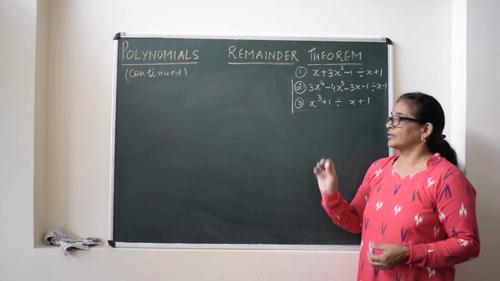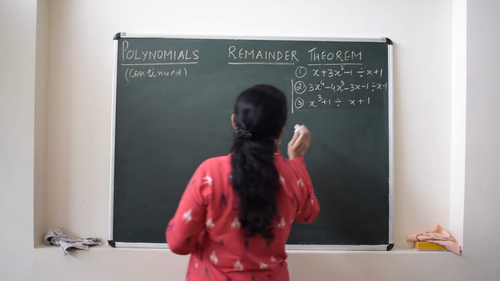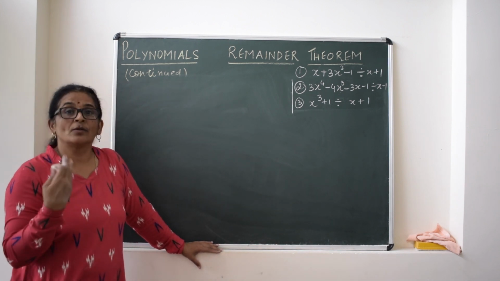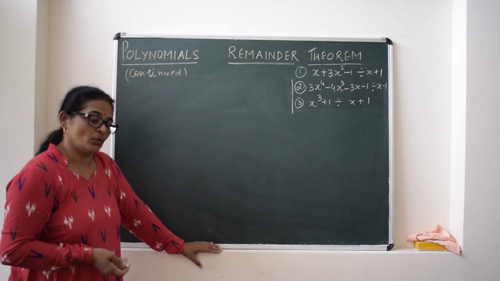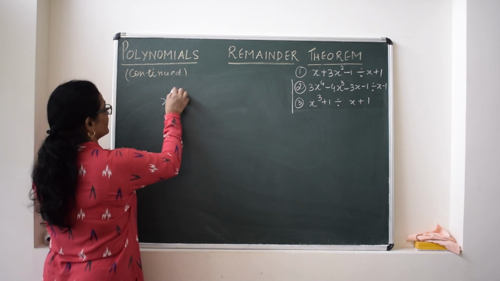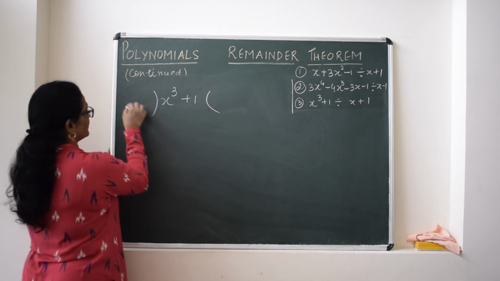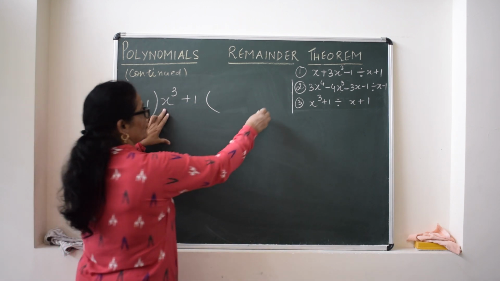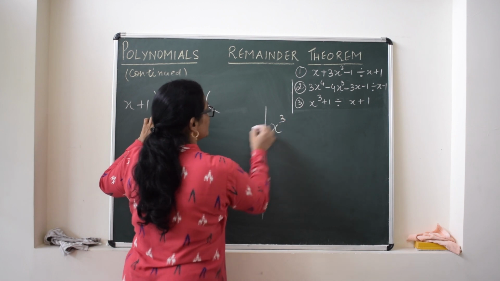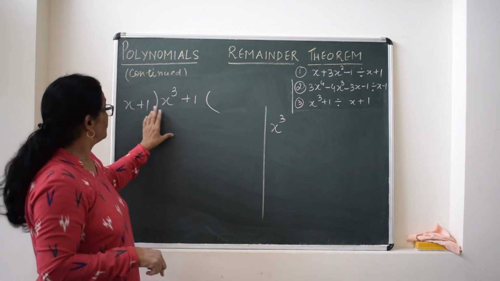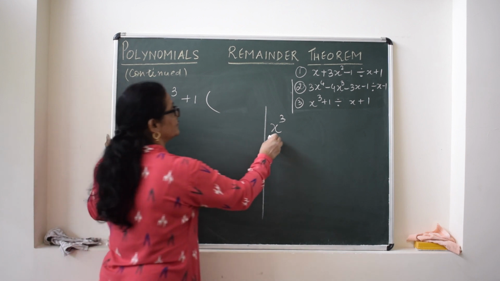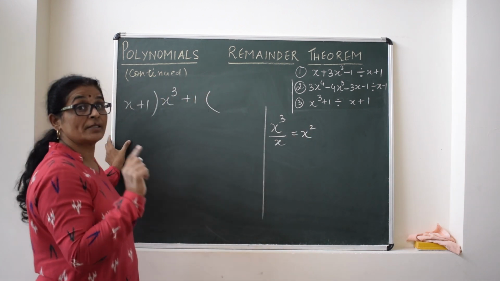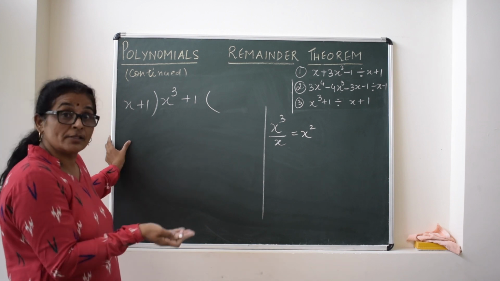Now let's see the third example. Here p of x is given as x cube plus 1, and g of x, meaning the divisor, is given as x plus 1. Let's divide and see. The method is the same. The first term of the dividend has to be divided by the first term of the divisor to get the first term of the quotient. Again and again I am repeating the same thing so that you will learn this process.